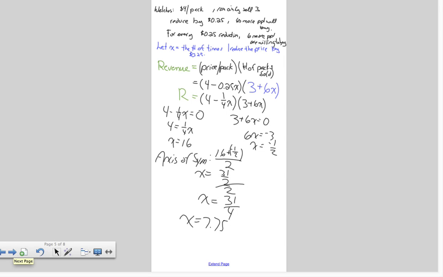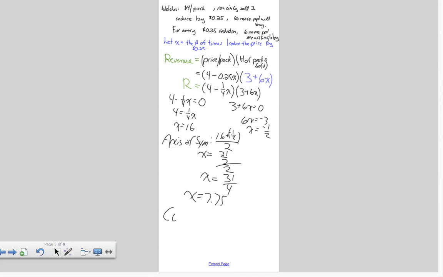So what's my cost per pack then? If I need to reduce it 7.75 times, what's my cost per pack? Eric? $1.92. Okay, how are you getting that? I multiplied 7.75 by your quarter. Well, cost per pack is $4 minus 0.25x, so $4 minus 0.25 times 7.75, which is $1.92. Okay, so roughly around $2 a pack will maximize my revenue.